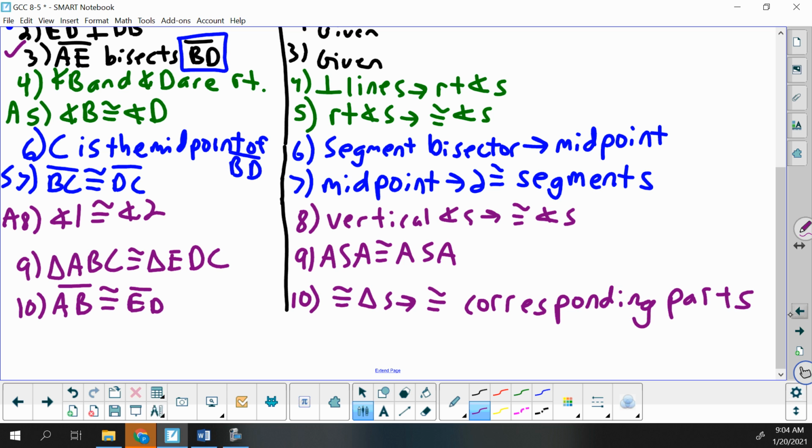So that reason is such a powerful reason because it allows us to get anything else in the triangles congruent that we want. It allows us, we saw in the homework last night, to then use, like say, those congruent angles to get parallel lines. So it's really, really powerful reason.